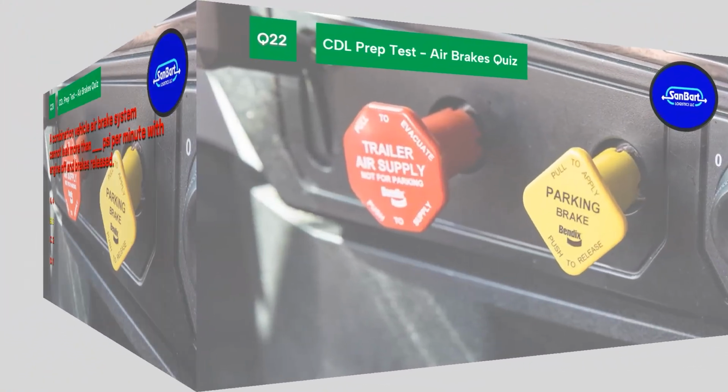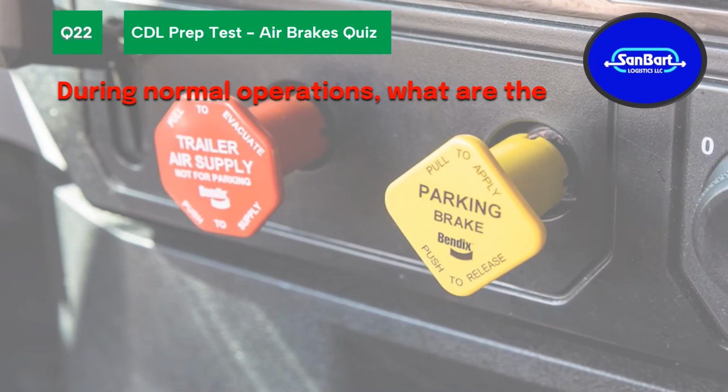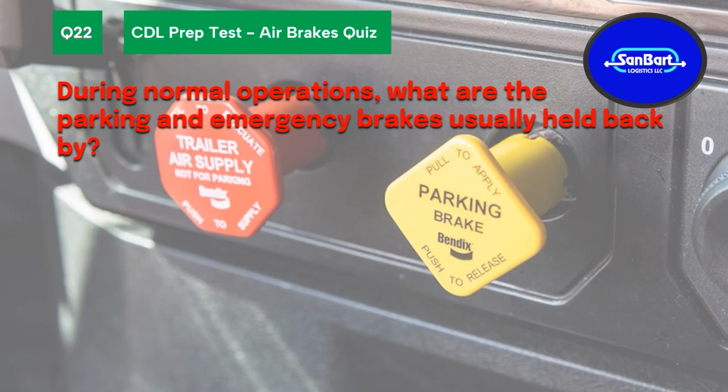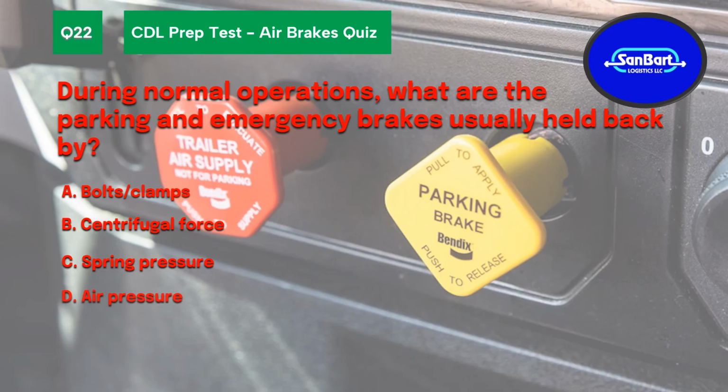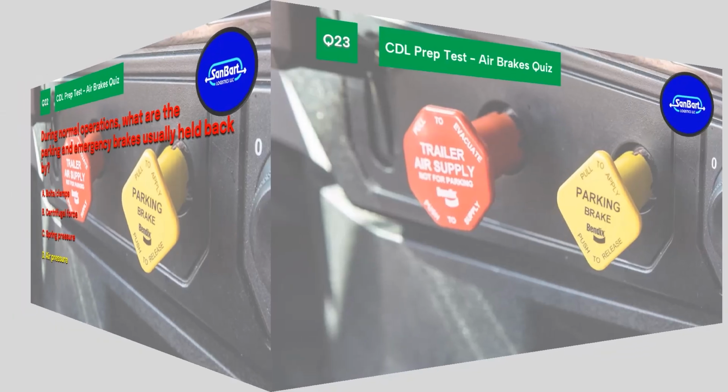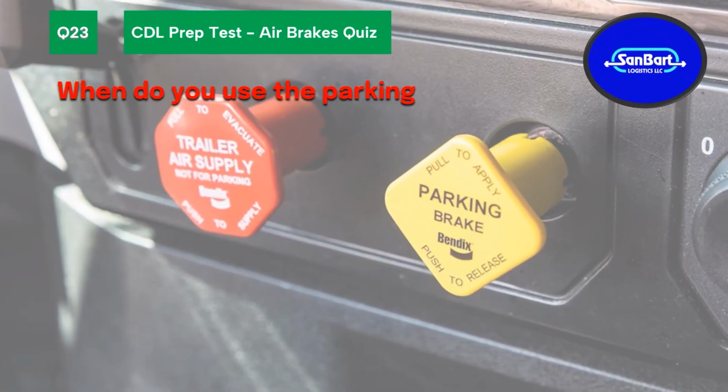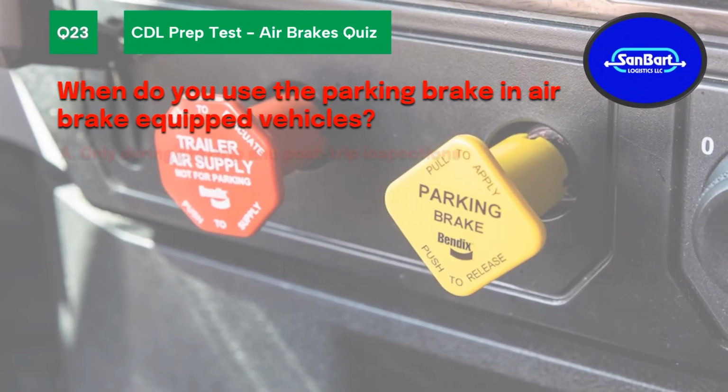3. Question 22. During normal operations, what are the parking and emergency brakes usually held back by? A. Bolts/clamps. B. Centrifugal force. C. Spring pressure. D. Air pressure. The correct answer is D. Air pressure.